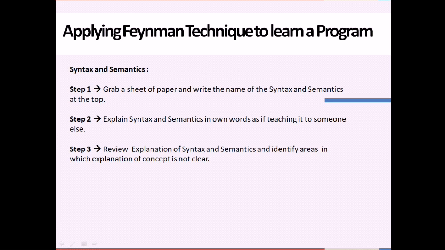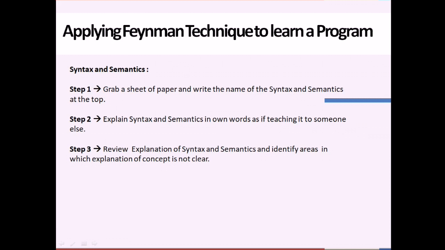Then, after writing it down, you will review the explanation of syntax and semantics and try to identify the areas where the concept is not clear. Which means, if you feel the concept is a little shaky, and it isn't as clear and understandable as it should be, you need to review the explanation of syntax and semantics.